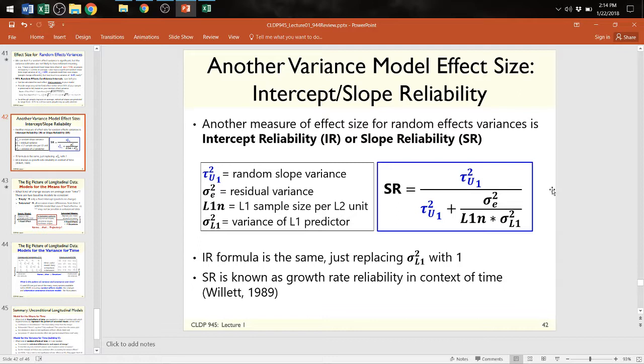So if you can find any previous data with which to calculate a slope reliability, then even if your measure is not the same, because slopes are unit specific, you could use that reliability to generate what your predicted slope variance would be for your simulation.